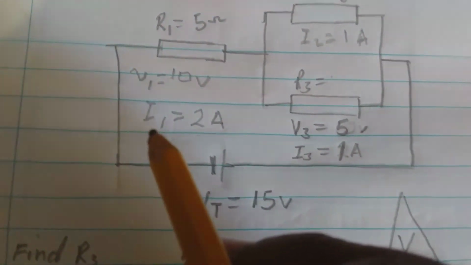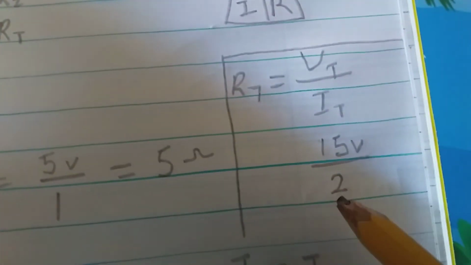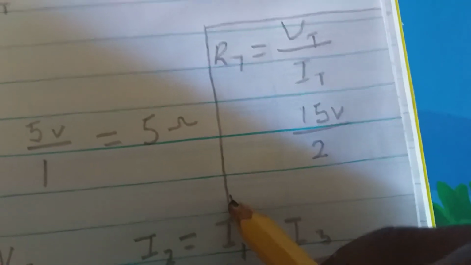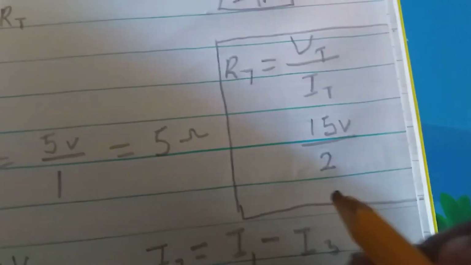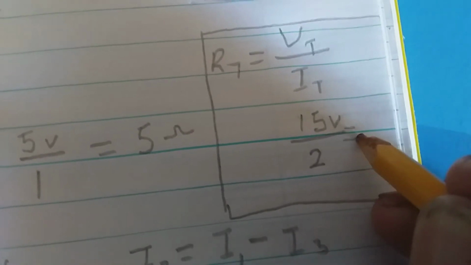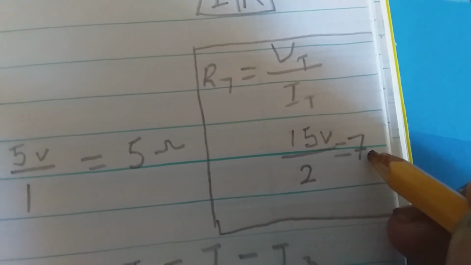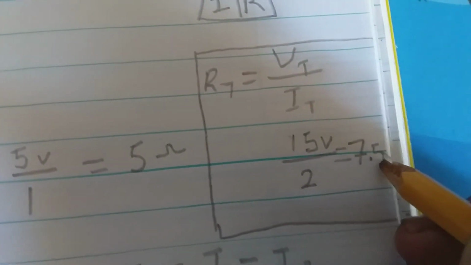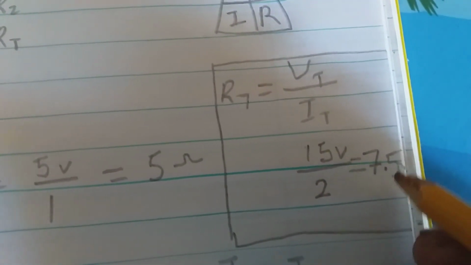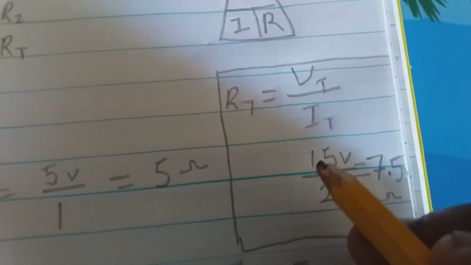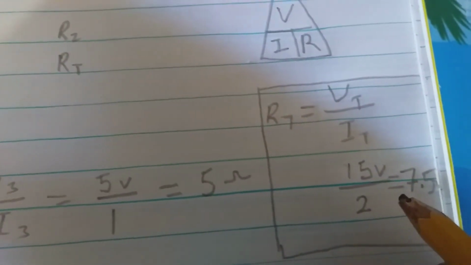since I1 and IT are the same thing because current in a series circuit is constant, we're going to use the 2 amperes there. So we have 2. So 15 divided by 2, we are left with, put the equal sign right there, 7.5 ohms, ohm symbol. So 15 divided by 2 is equal to 7.5 ohms.